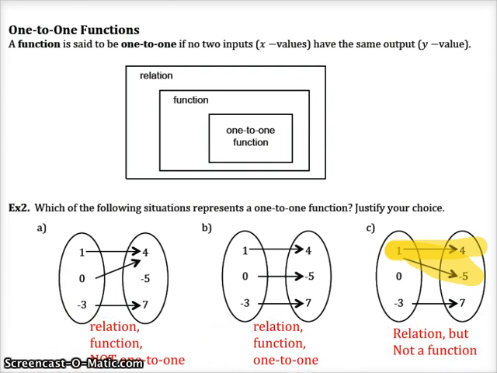So again, since all of these things are lists of x's and y's, they're all relations. But the first two are functions, the last one's not. The first one's not one-to-one, but the second one is.